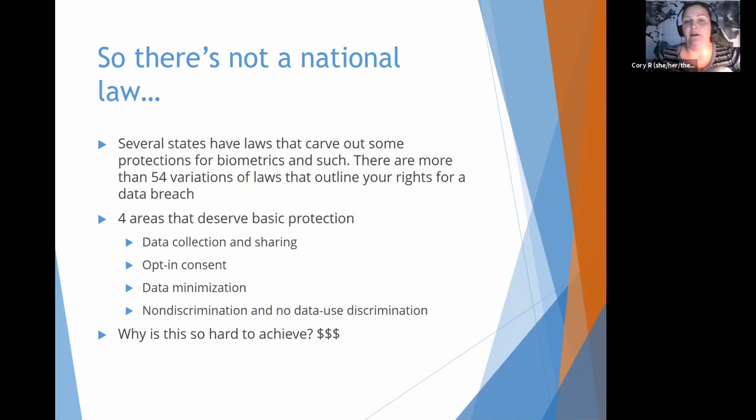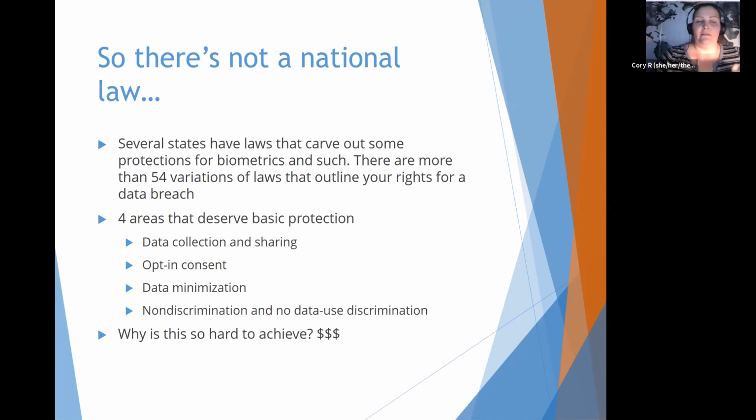With all the variations that are out there, it's no wonder that your average consumer isn't able to navigate what's happening, right? If you have 54 variations of laws that say what your rights are when there's a data breach, how is the average person supposed to figure that out and to follow that?